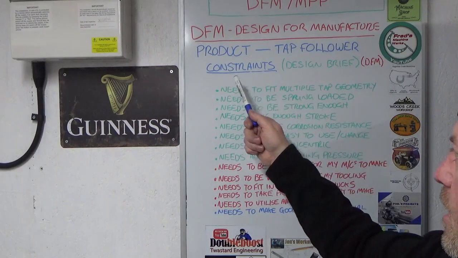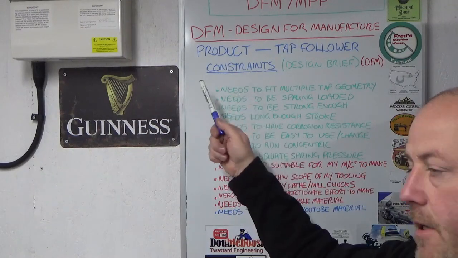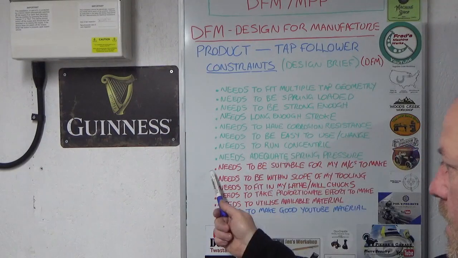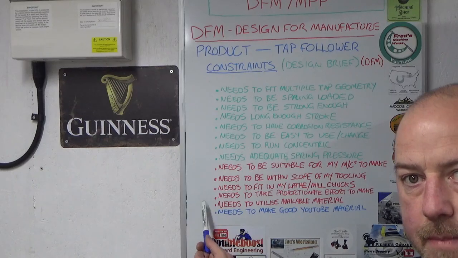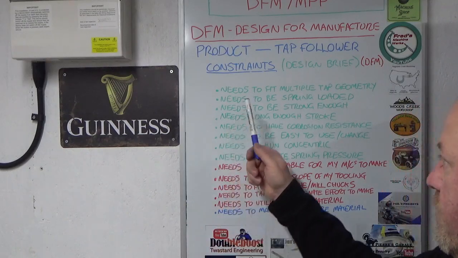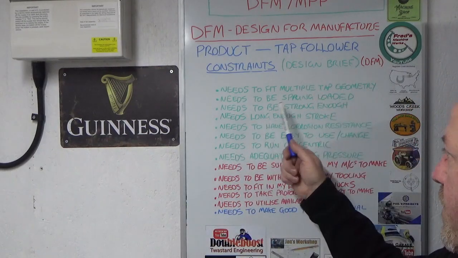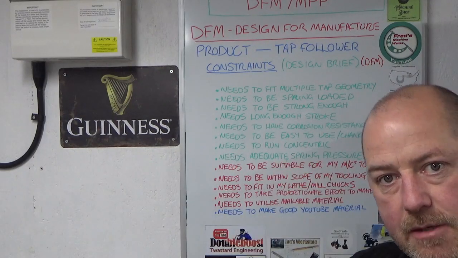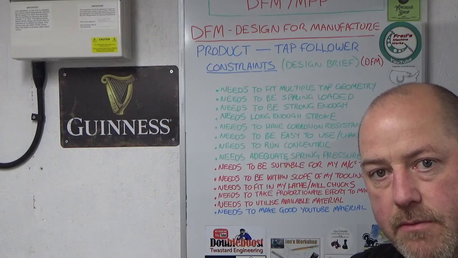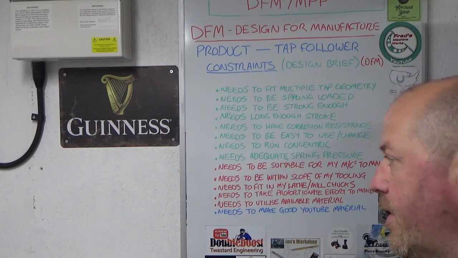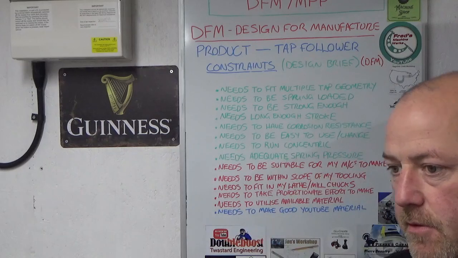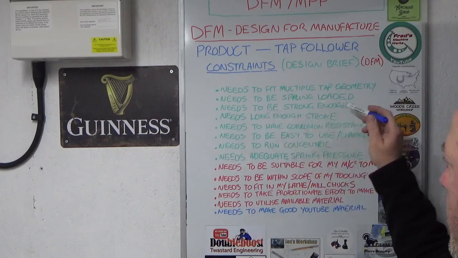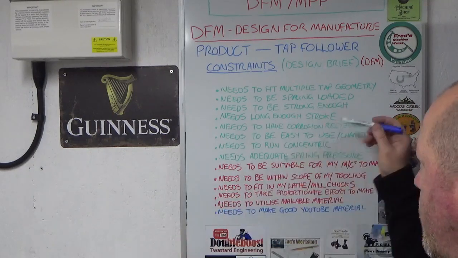I've called them constraints around the design, but largely in green that's the design brief. In red that's the DFM, design for manufacture, consideration. So just running through the design brief. It needs to fit multiple tap geometry. What I mean by that is some have centres in the back, some don't, some have a square, so it needs to suit both of those geometries, and it needs to suit taps that have different range of square sizes on the back end. It needs to be spring loaded, they all are, no point making one if it's not.